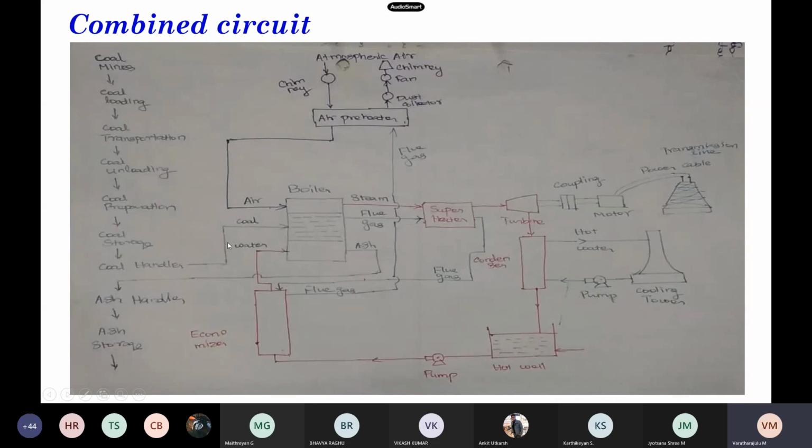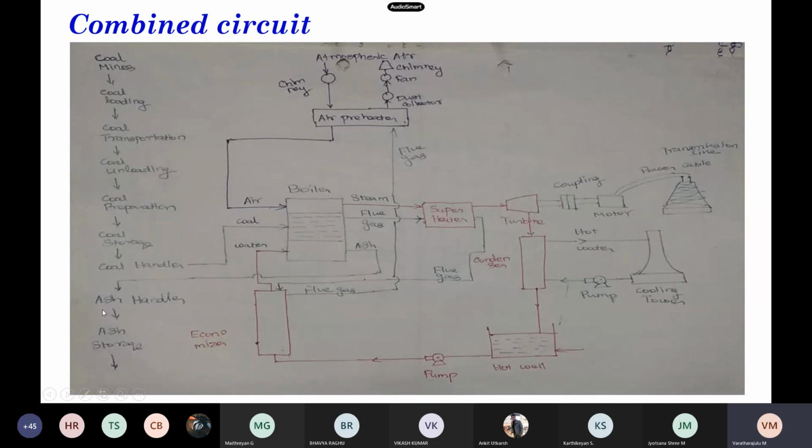There are three different inputs: air, coal, and water. The coal does not need to be preheated. There is no need of preheating the coal. But the air is preheated in the air preheater, and the water is also preheated with the economizer. See, there are three different outputs: steam, flue gas, and ash.